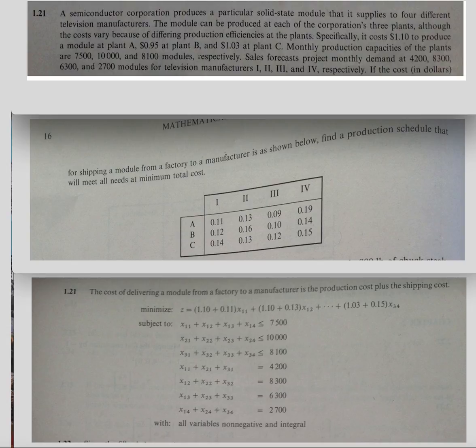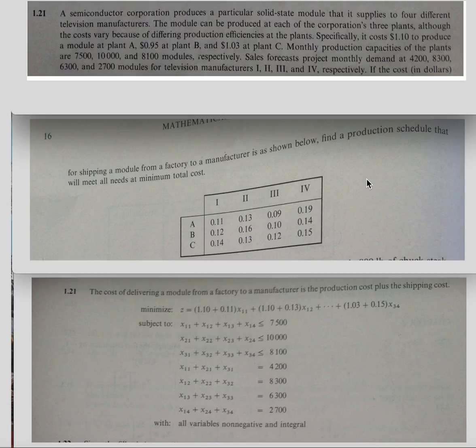Monthly production capacities of the plants, that means how much they can actually make in a month, are 7,500, 10,000, and 8,100 modules, respectively. Sales forecasts project monthly demand, which means how much they have to produce, as 4,200, 8,300, 6,300, and 2,700 for each of the 4 manufacturers. If the cost in dollars for shipping a module from the factory to a manufacturer is shown in the table, find the production schedule that will meet the needs at minimum cost.